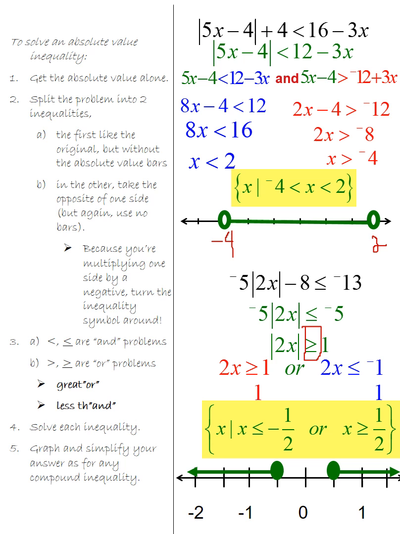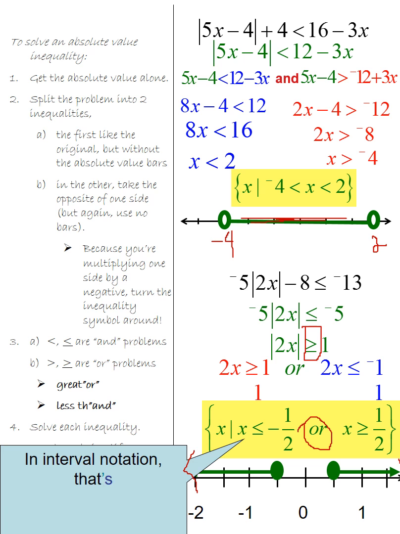We write it in set notation. X values such that x is less than or equal to negative 1/2, or x is greater than or equal to 1/2. We don't say and, like the one above it, because that was covered in the middle. When you go in separate directions, one's going to the right and one's going to the left, we're going to use our or statement. I have one for you to try.